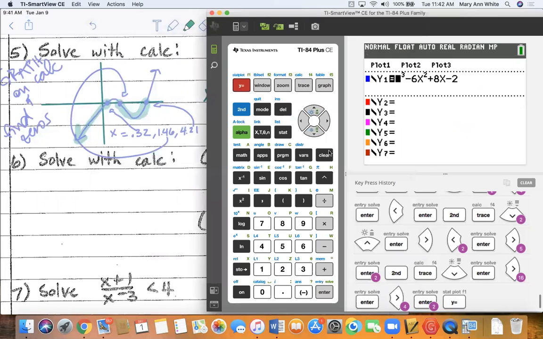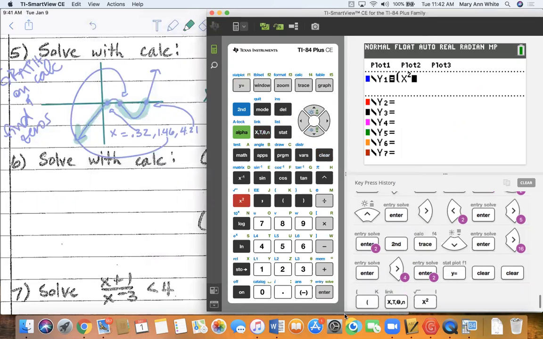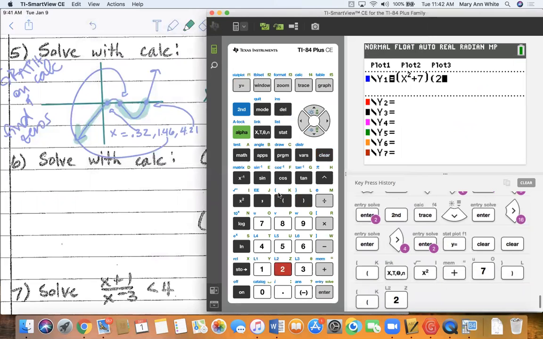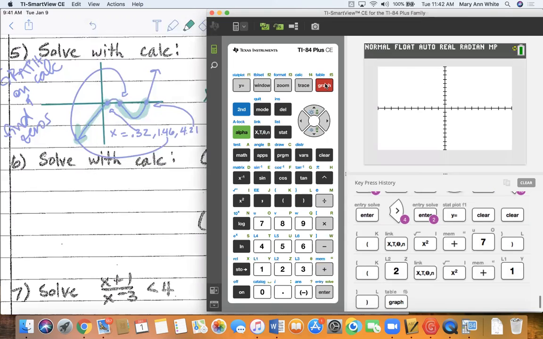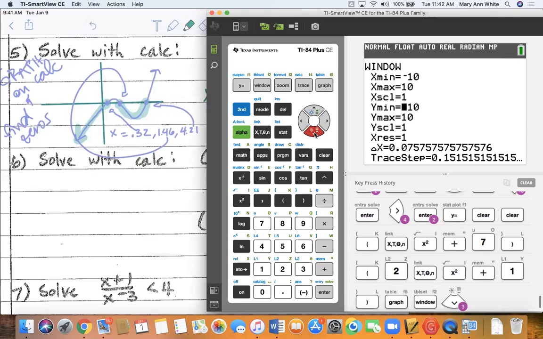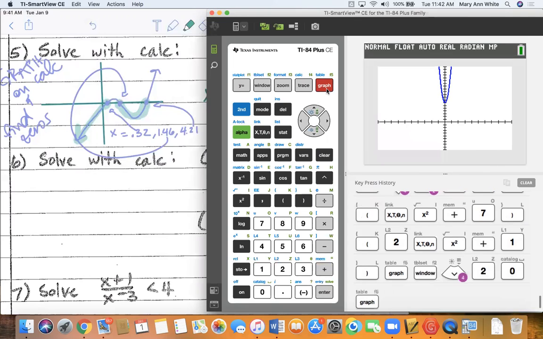I've got x squared plus 7, 2x squared plus 1. All right, cool. Hope my graph is good. This is a good enough graph, but I do want to make my y max a little bit bigger so I can see more of it. So we'll go all the way up to 20. Oh, perfect. That's good enough.